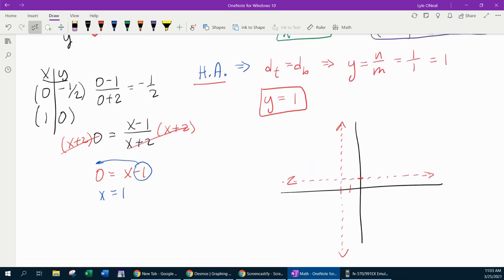And then let's plot our intercepts. So we have a y-intercept of negative 1/2, which will be about there, and an x-intercept of 1 there.